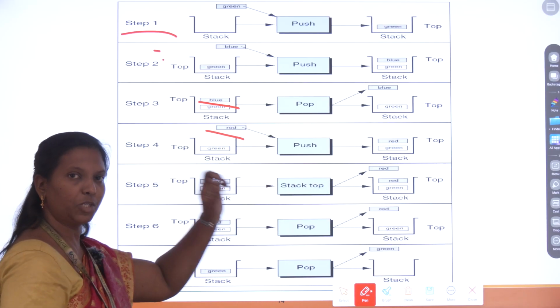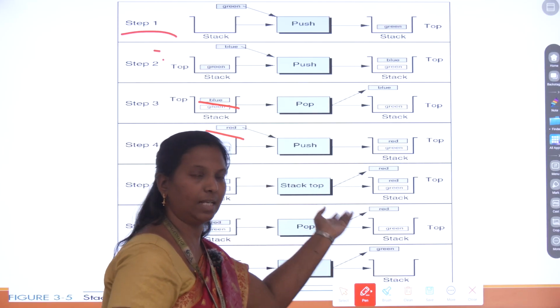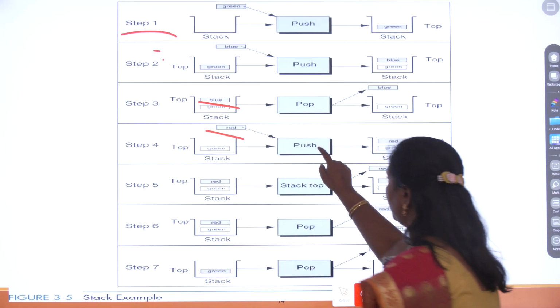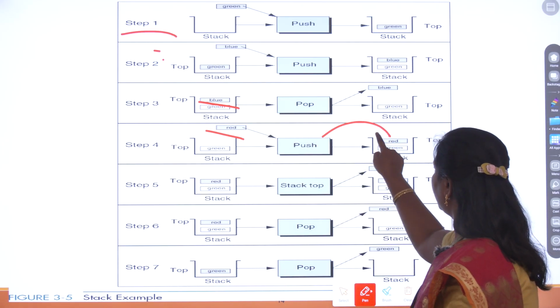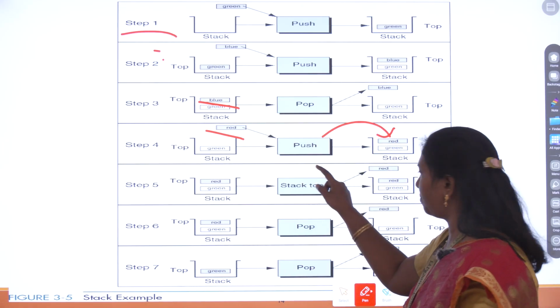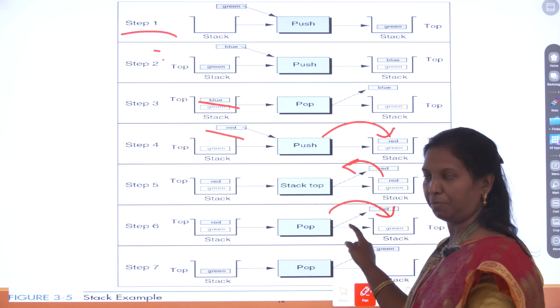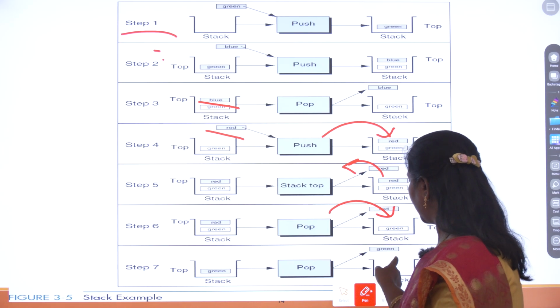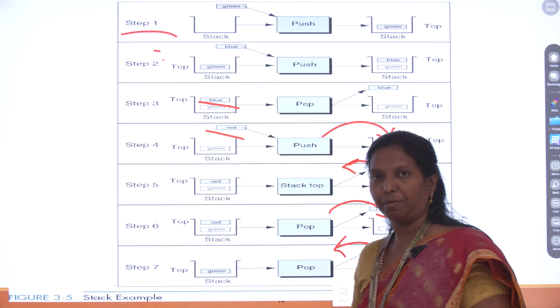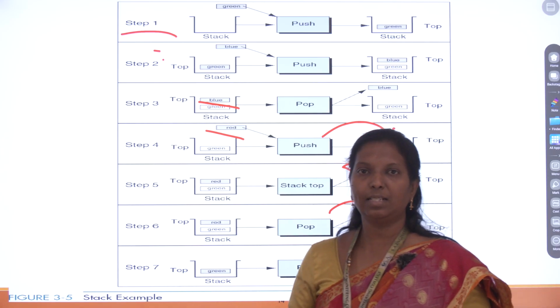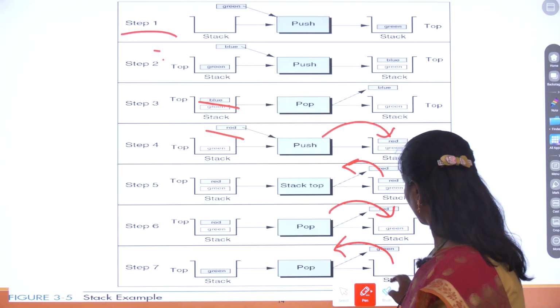So when I am giving push and pop, automatically all these elements will be fetched out. For example, if I am giving push here, the red will be pushed here. When I am taking pop, the red will be popped, and then if I am giving red, again it will be pushed. If I am giving pop, again the green will be popped. So this is the methodology that happens in the stack.